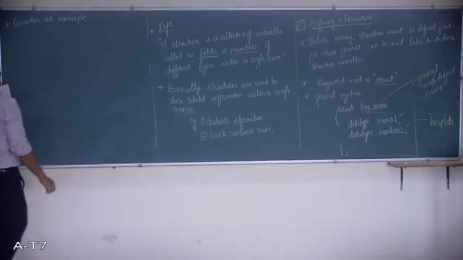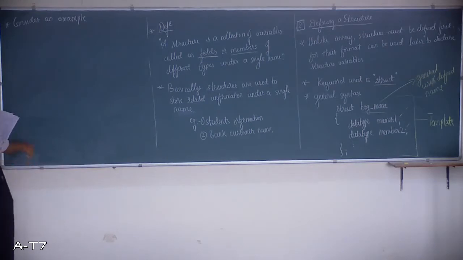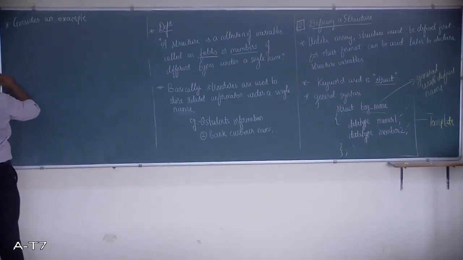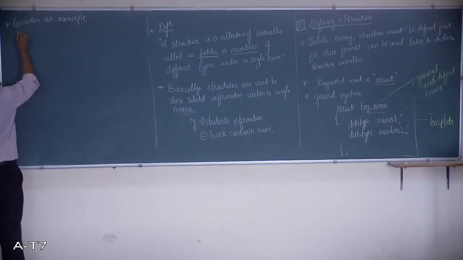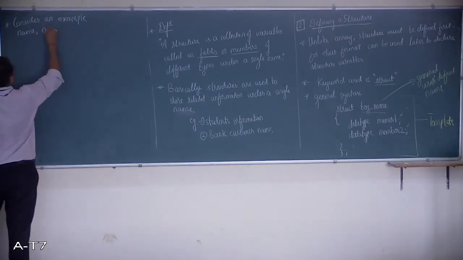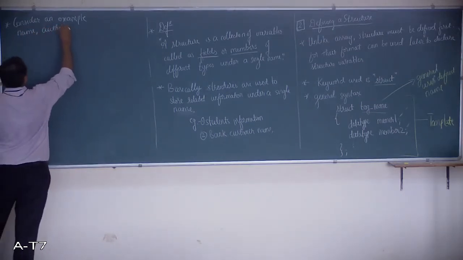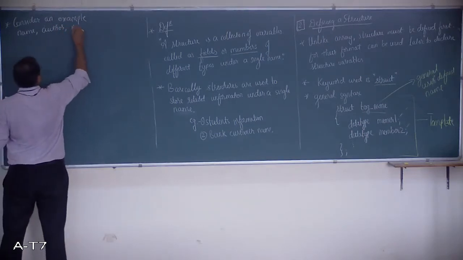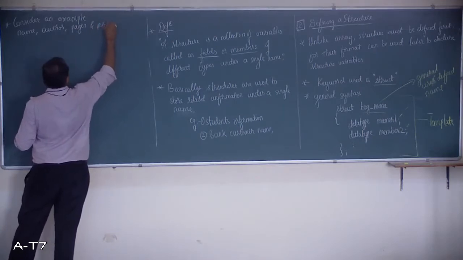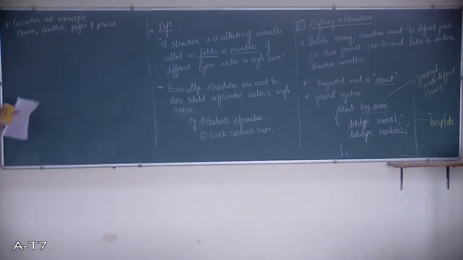Now, consider an example of a book. Okay, so now we want information for a book. So what we'll do, we have different attributes like name of the book, author, pages, and price. Now, these are the 4 parameters that we have to use.